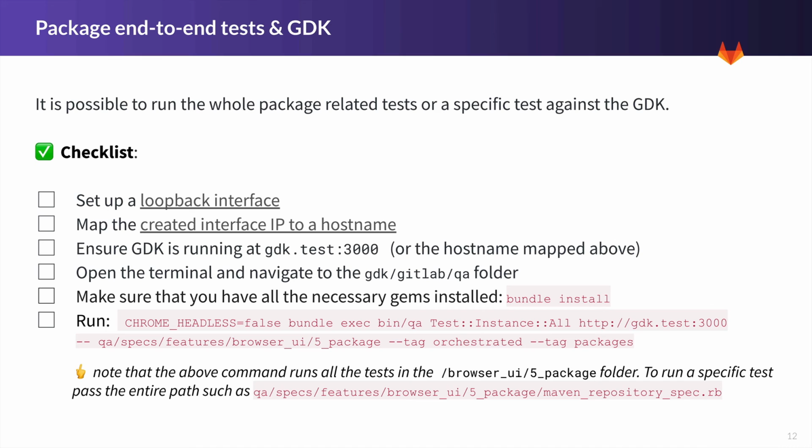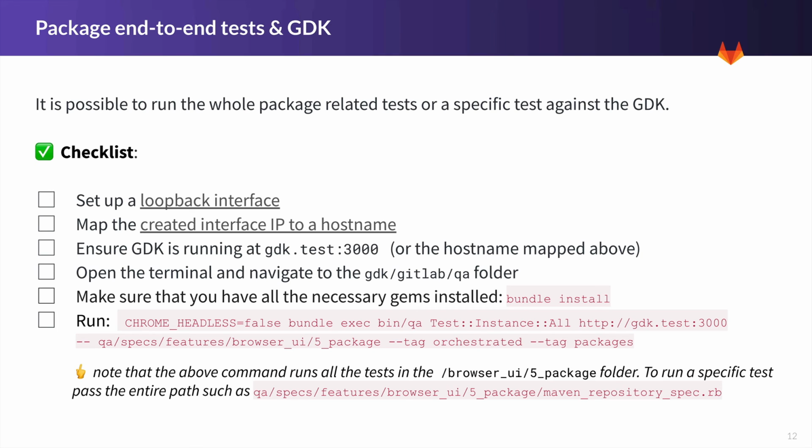Ensure that it is targeting the right host name. So in this case, we have http jdk.tests on port 3000. Make sure that it is targeting what you have set up. And here we have browser UI 5_package. So basically that would run everything that's within that folder.